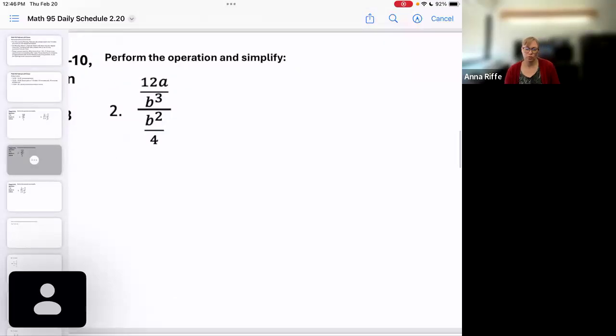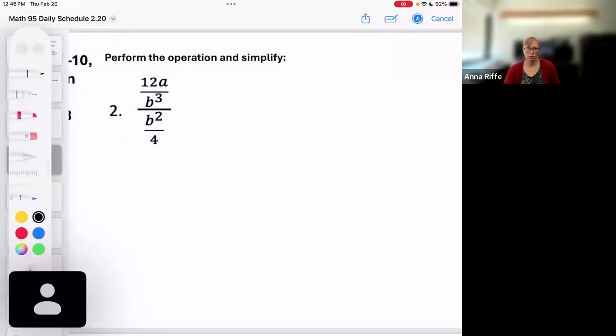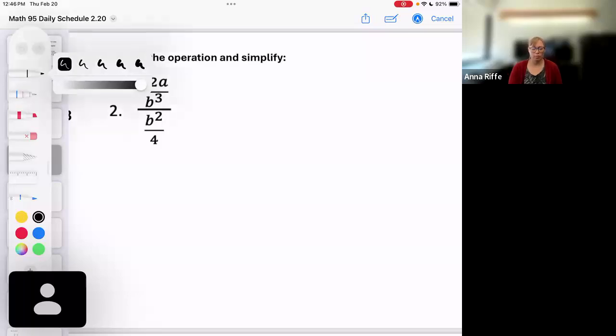So if I want to perform the given operation, I am going to start with number 2. So that one's the second one listed on the poll. We are again working with just complicated fractions is what we have here.